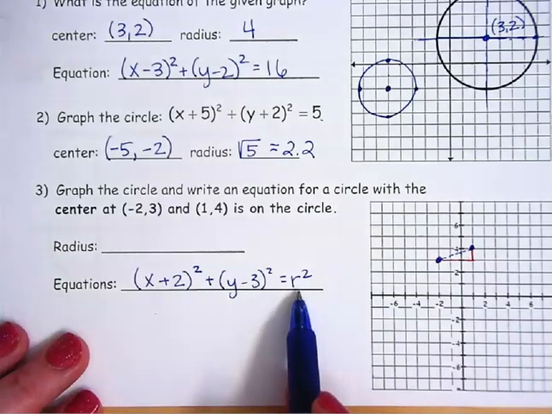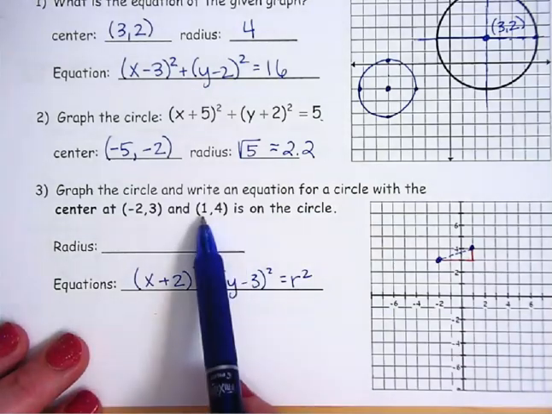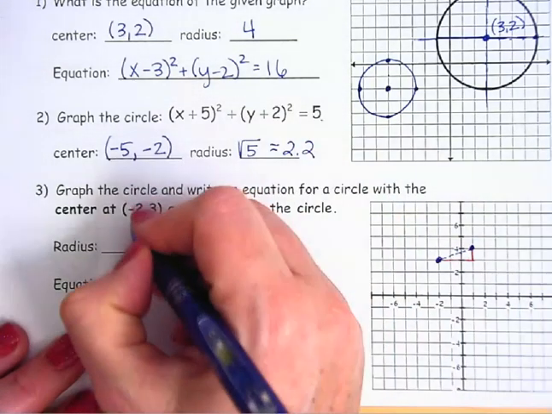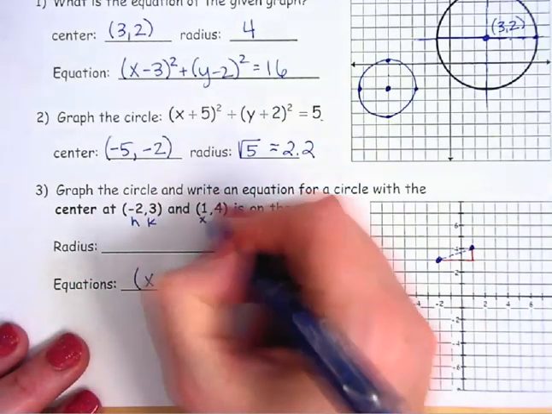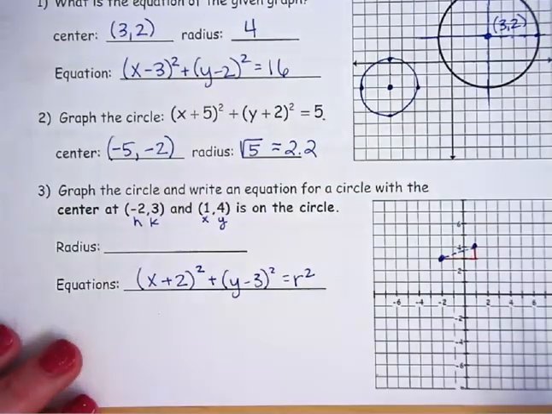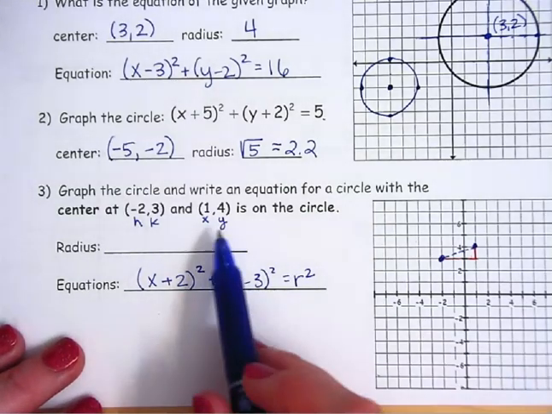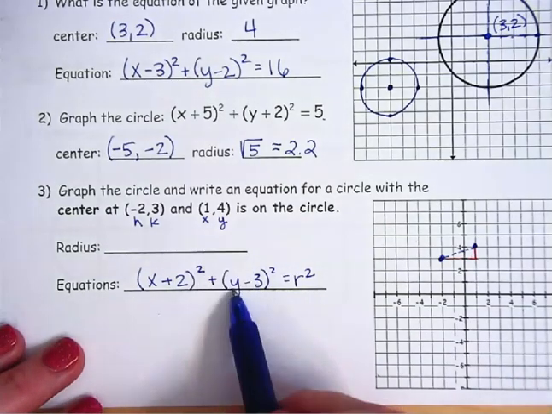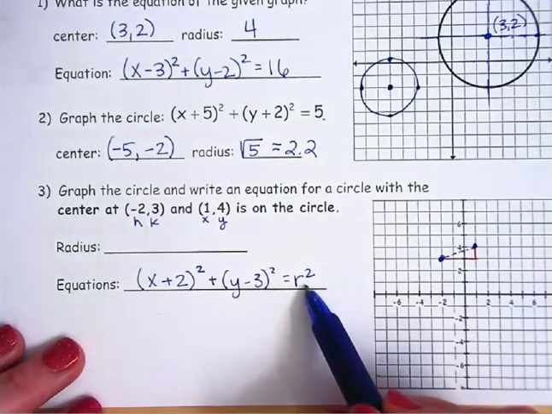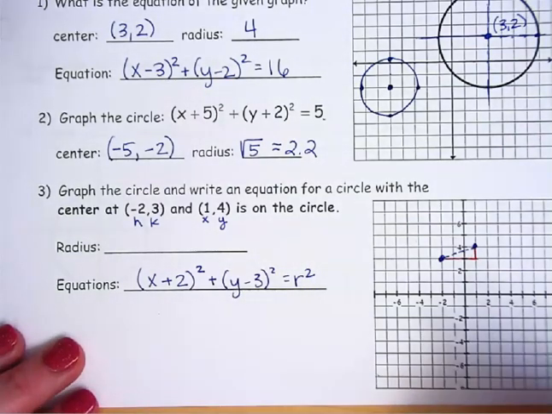I don't know the radius though. However, I do have a point on the circle, (1, 4). So this is my h, k, and this is a random x, y that is on the circle, and therefore will satisfy this equation. So if I plug in 1 for x and 4 for y, then the only variable I have left is the r squared, and I can solve for it.